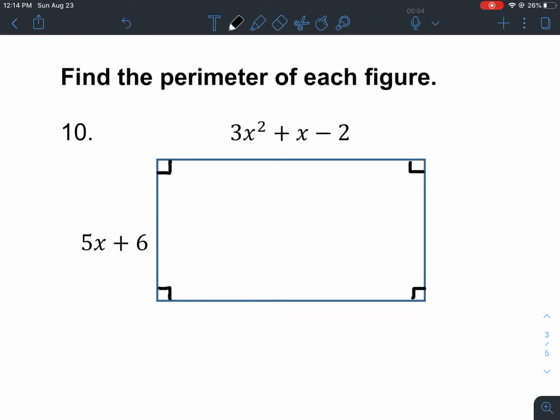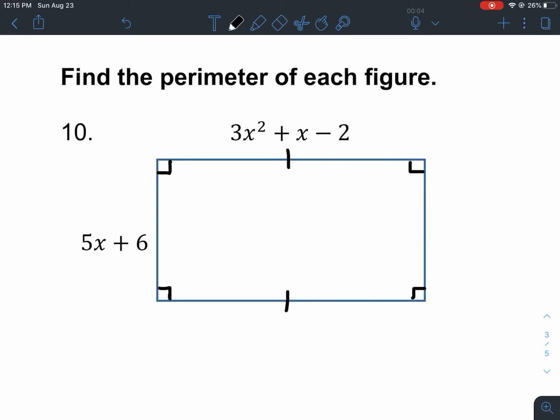So today we will go over how to find the perimeter of a figure. If we take a look at this first one right here, we see that it is a rectangle. Since this figure is a rectangle, we know there are some side lengths that are congruent. We know that this side is congruent to this side.